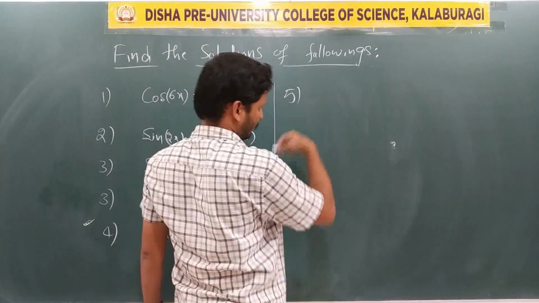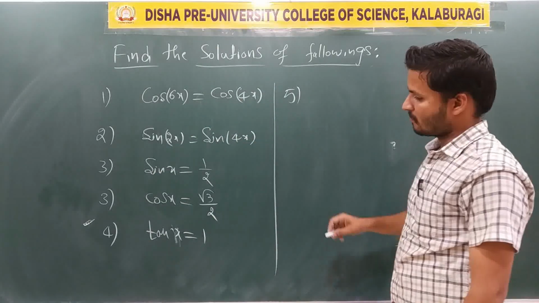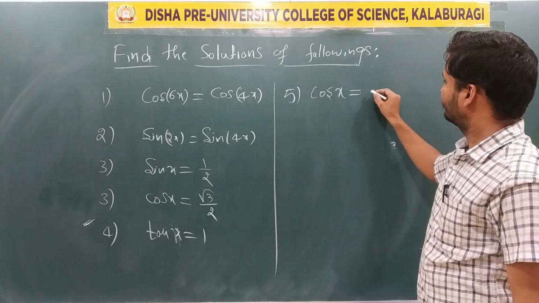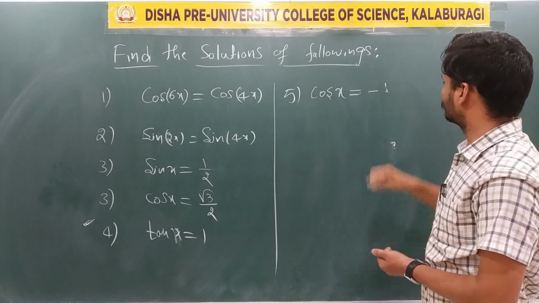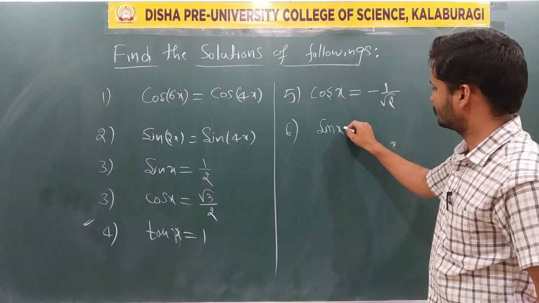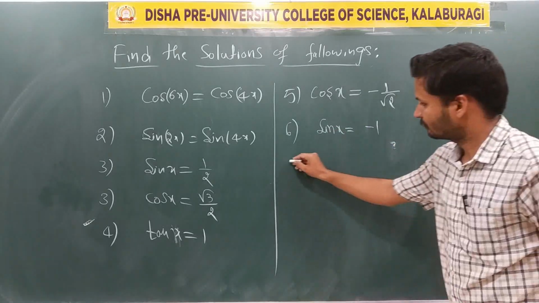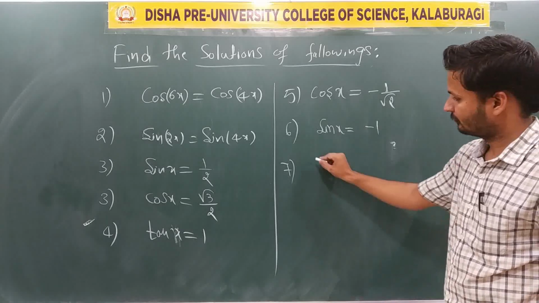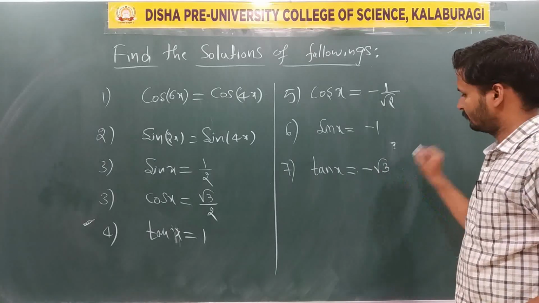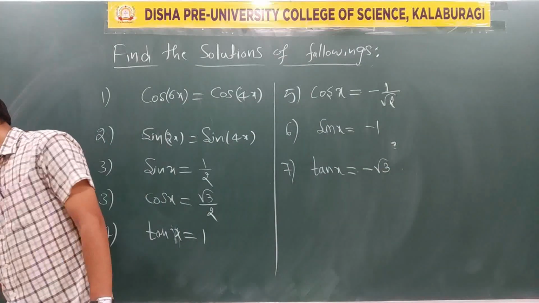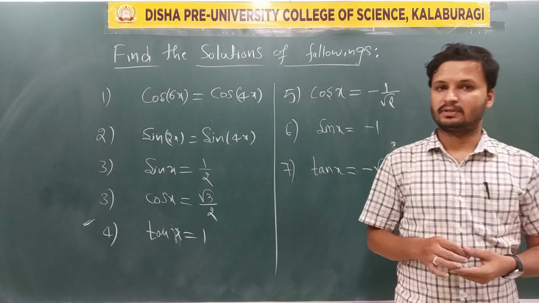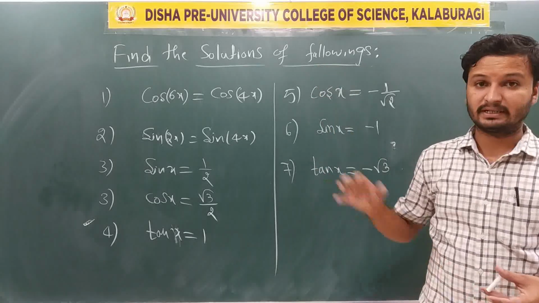Fifth one, cos of x equals minus 1 by root 2. And sin of x equals minus 1. Next, seventh one, tan x equals minus root 3. Solve these 7 problems. These problems are homework. Do it, and we will discuss some more problems based on trigonometric solutions.